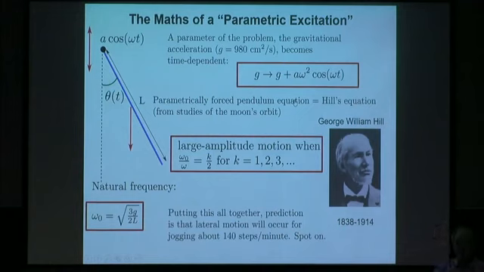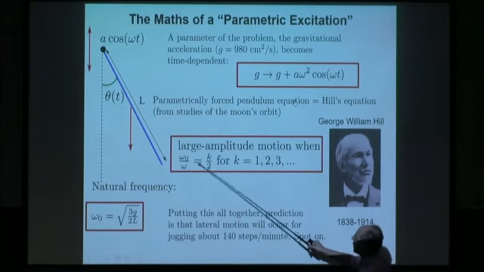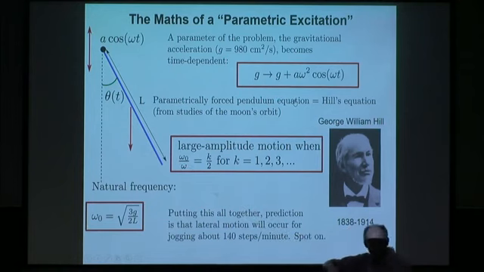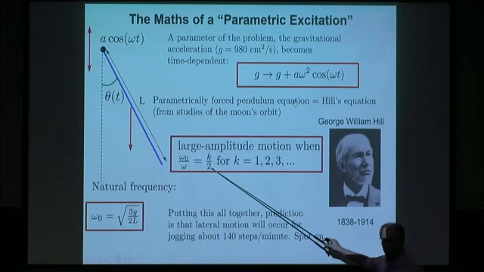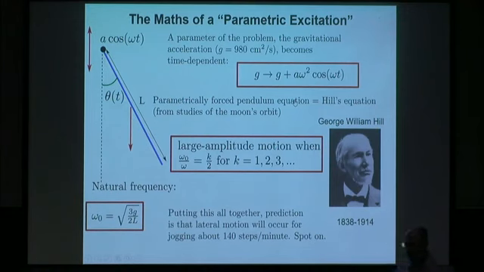You take a parameter of the problem, you make it time-dependent, you have a parametric excitation. And thanks to the work of George William Hill and others who studied differential equations with periodic coefficients, we know that when this frequency is related to the intrinsic oscillation frequency of the pendulum as an integer k divided by 2, something interesting will happen. And so Joe said, well, we know that the lowest order thing would be k equals 1, and we know how many steps a jogger takes typically per minute. You put the numbers in and you predict, indeed, there will be an instability of the up and down state to lateral motion at exactly that speed.